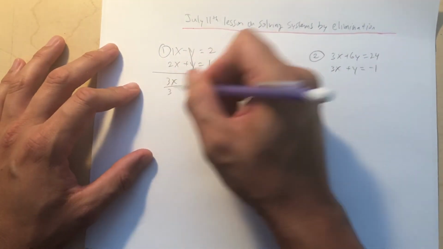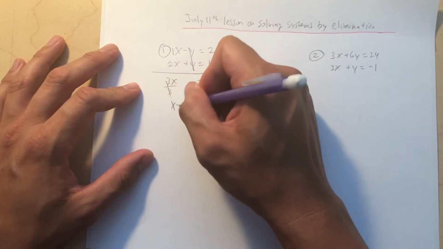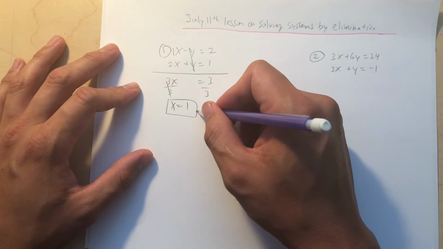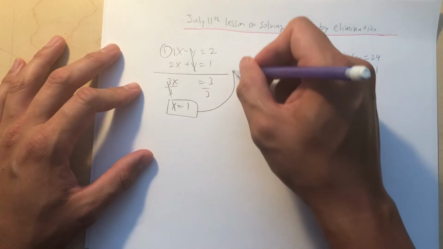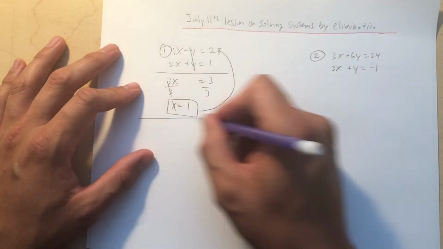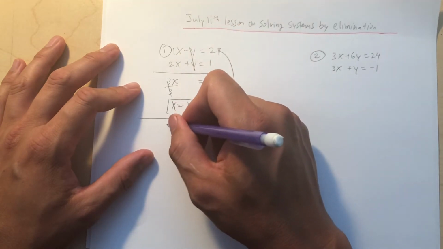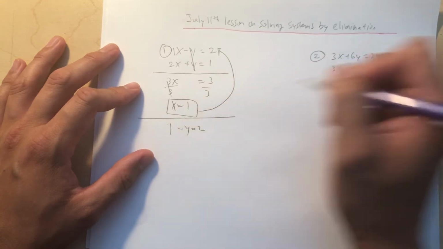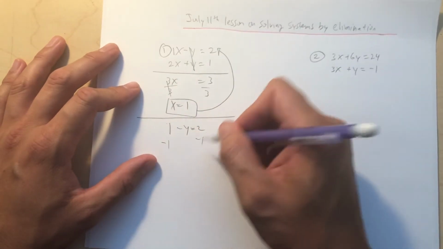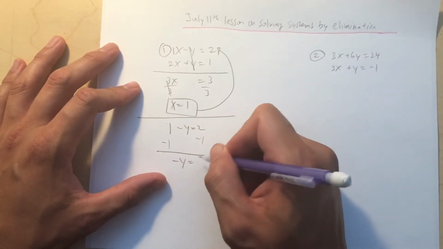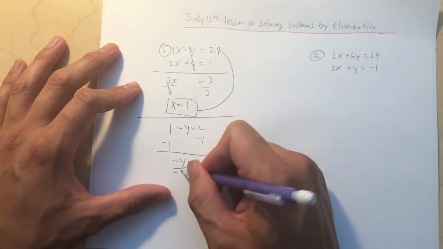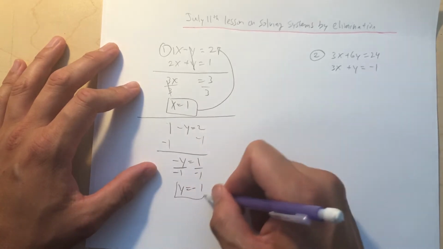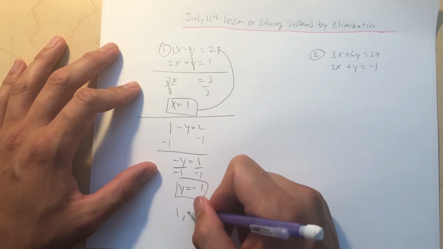So I'm going to divide by 3. X is equal to 1. Now when you substitute, it's a little more work than the other one, but that's okay. I am going to put it into the first one. It doesn't matter which one you choose. X becomes 1, minus y is equal to 2. Subtract 1 on both sides. You get negative y is equal to 1. Divide by negative 1. Y is equal to negative 1. So my answer is 1 comma negative 1.